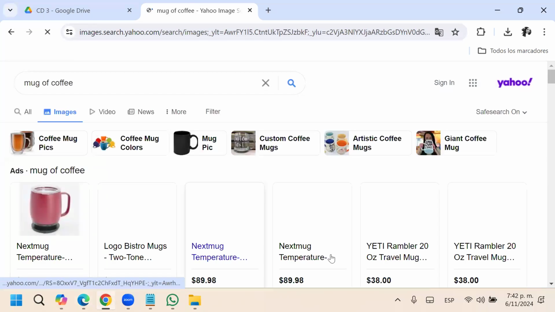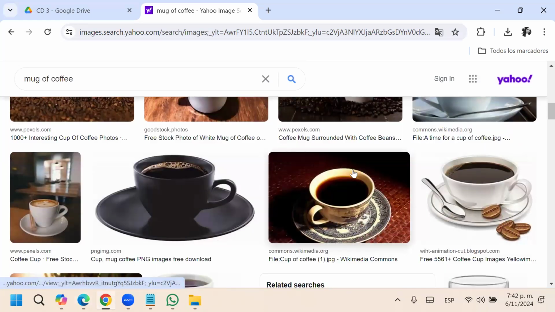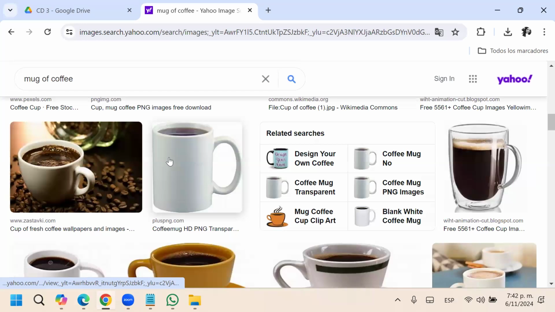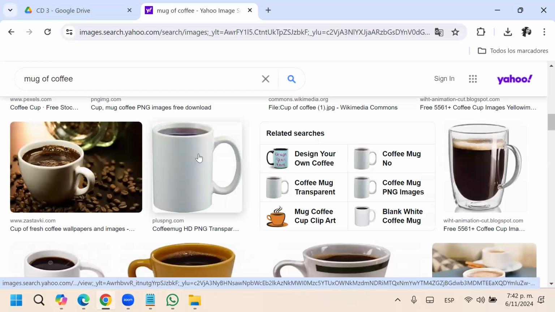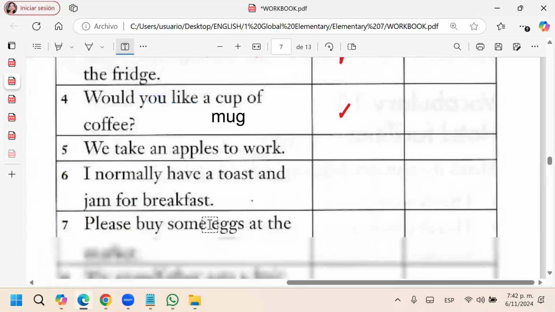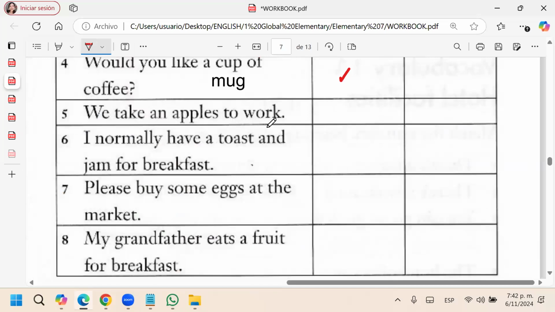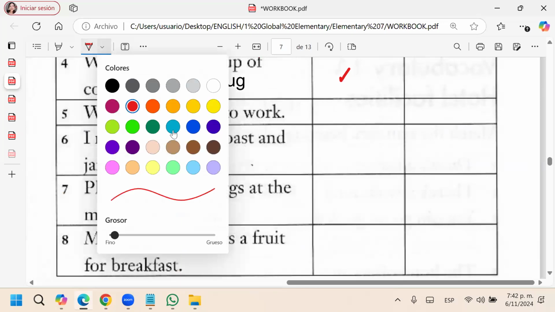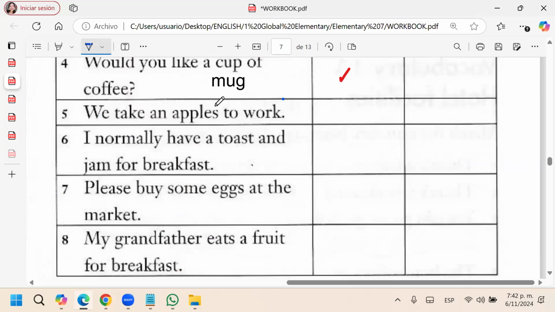A mug is like, no, this is a cup. It's like this, a mug. The mug is bigger than the cup of coffee. We take an apples to work. Is it without the N, or an apple without the S, maybe? An apple, singular. So incorrect. We take an apple. We take apples, but an apples, no.